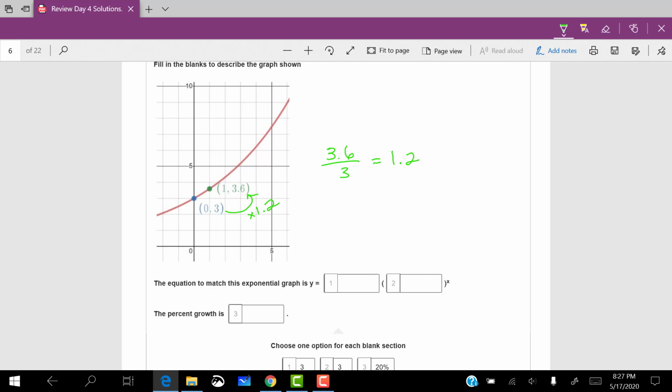Here, our starting value is 3. And it's going to be 3 times 1.2 to the power of x, because 1.2 is the thing that's getting multiplied every time. That's got to have the exponent of x. The percent growth, how much more than 100% is it? It's 20% more than 100%, because 1.2 you can think of as 120%, so that's a 20% growth.